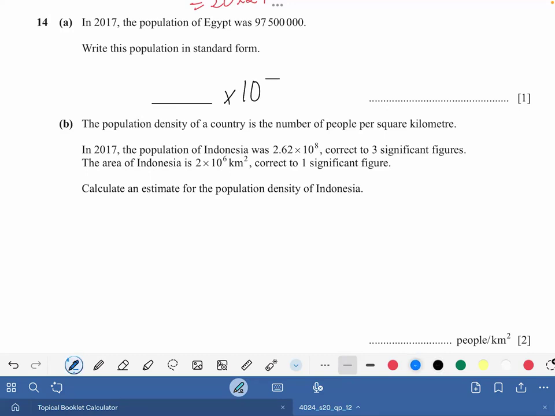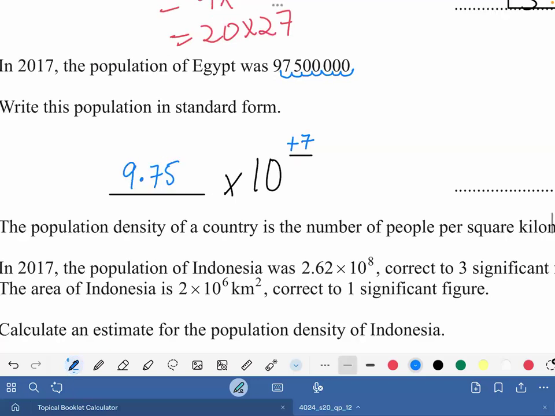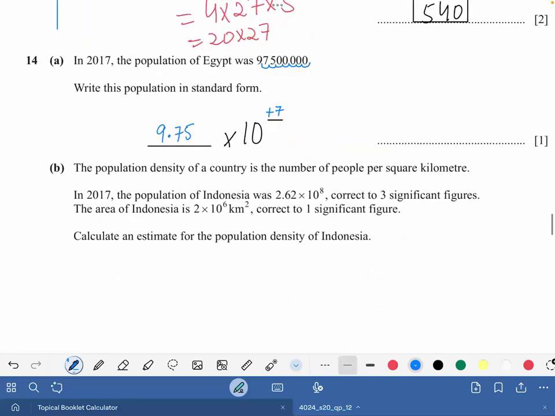Now you can see the number is greater than 1, so the power of 10 would be positive. Now what you have to do is take the point: 1 2 3 4 5 6 7. You took 7 jumps and just write here 9.75. That is what standard form is. So 9.75 multiplied with 10 power 7 is your final answer.